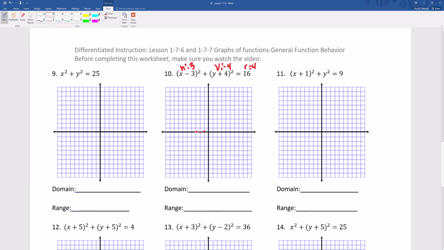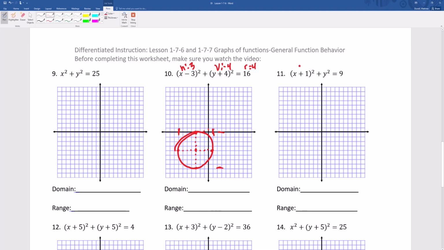So 1, 2, 3. 1, 2, 3, 4. So then there's the radius, 4 spaces. We try and draw it as circular as possible. And then the domain is from here to here, and the range is from here to here.